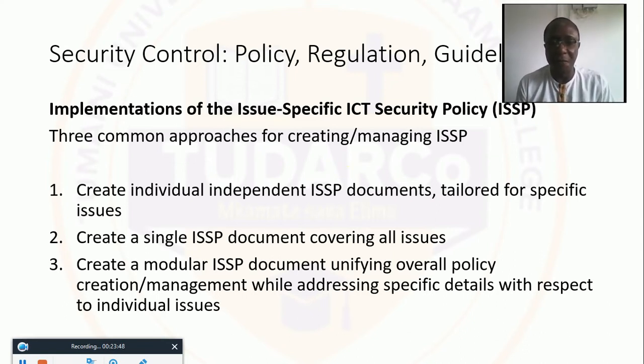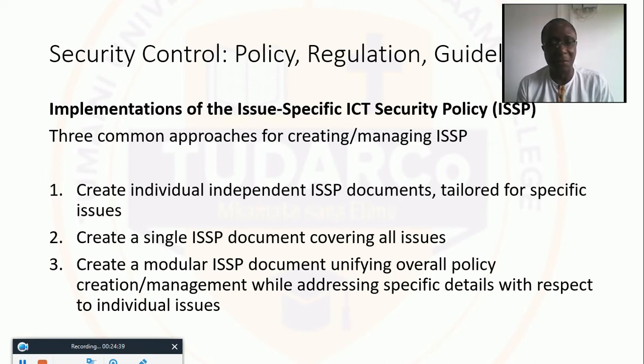Three common approaches for creating or managing an issue-specific ICT security policy are these. First, create individual independent documents tailored for specific use. For example, when you are addressing the question of internet or email use, you have to create a specific and individual document on that. That document can be referred to as an annex in the ICT security policy, and it should be taught to the respective users, making sure that they understand.